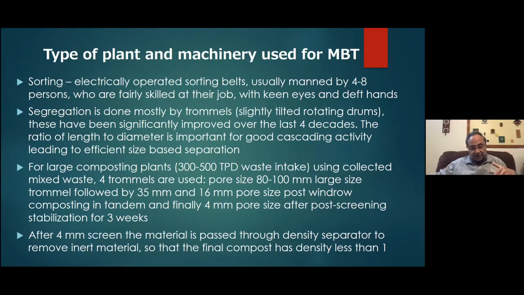But I'd like to tell you here that starting with mixed waste, if you want to achieve the FCO 2009, then the yield of compost is roughly about 10% only. Next, please.